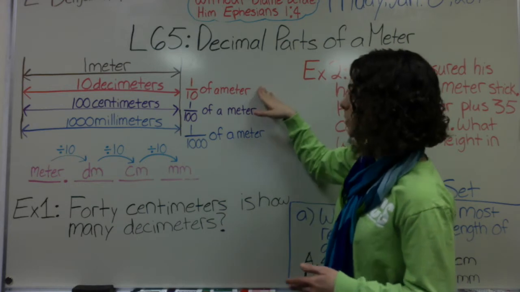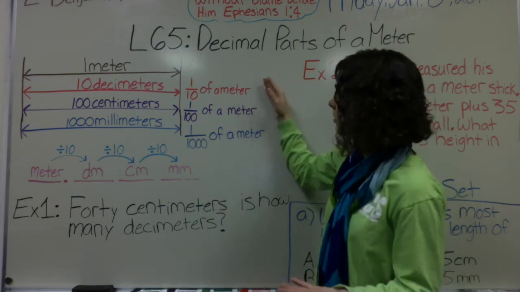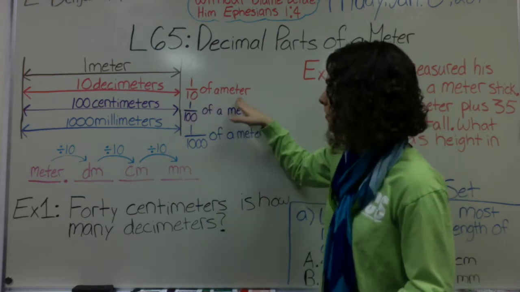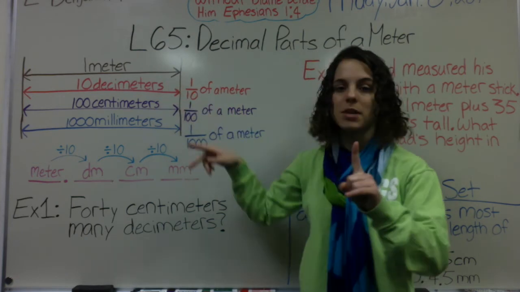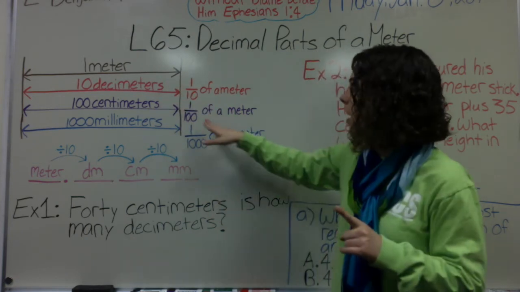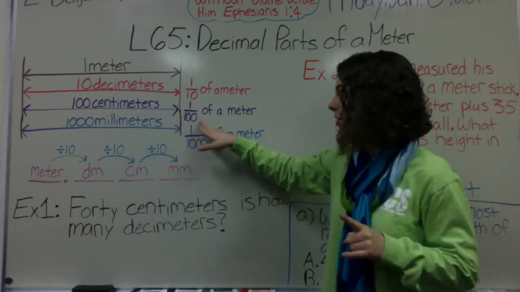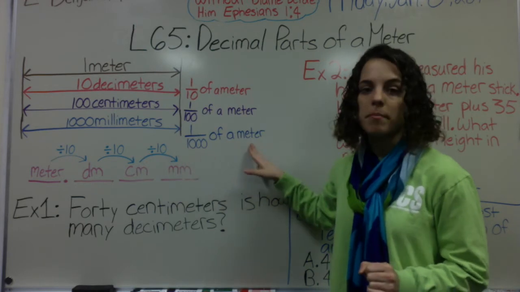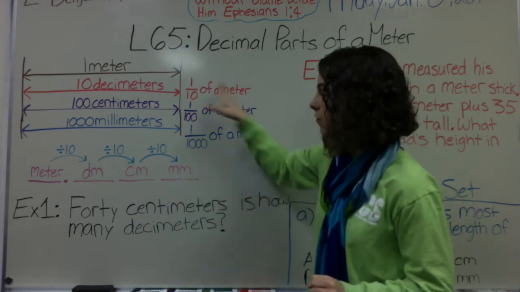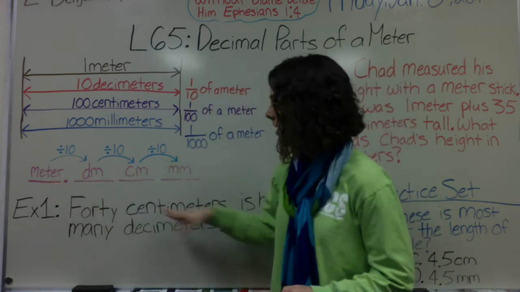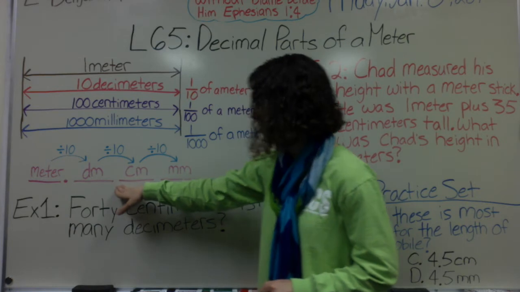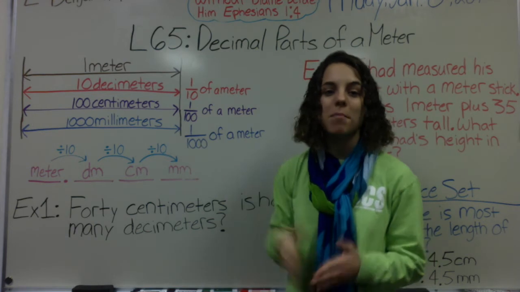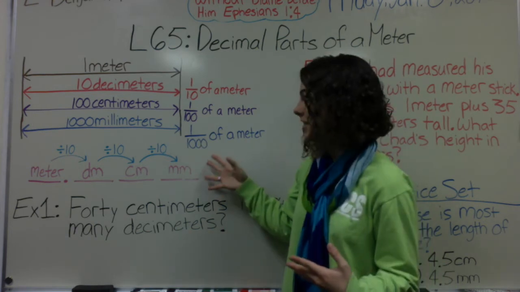I've also written it out in fraction form here, since we're more familiar with fractions by now. A tenth of a meter is a decimeter. So 1 decimeter is a tenth of a meter, 1 centimeter is 1/100th of a meter, and 1 millimeter is 1/1000th of a meter. Since we have these in fraction form, we can also use decimal place value, because this is our tenths place, hundredths place, thousandths place. So we can write them in decimal form.